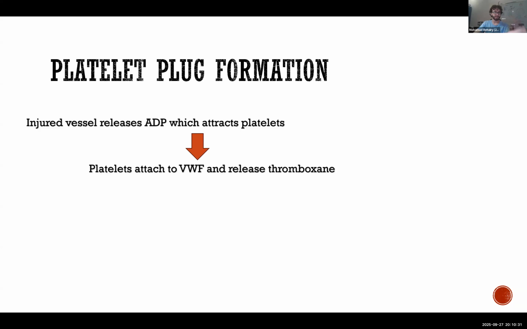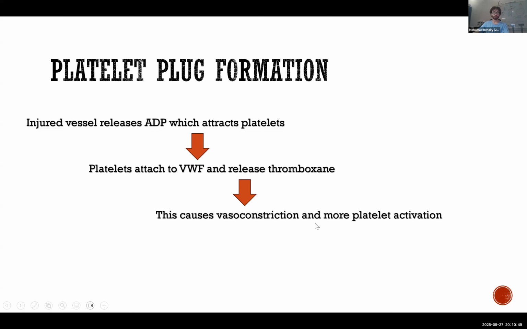So, then these platelets will attach to the von Willebrand factor. This is adhesion. Do you guys remember adhesion? They will attach to the von Willebrand factor and they will release thromboxane and thrombin. All of these things will cause more vasoconstriction and more platelets to come. Then, as we said previously, glycoprotein 2B 3A will cause aggregation and cross-linking. Cross-linking basically means the platelets are connected to each other so they can form one plug.